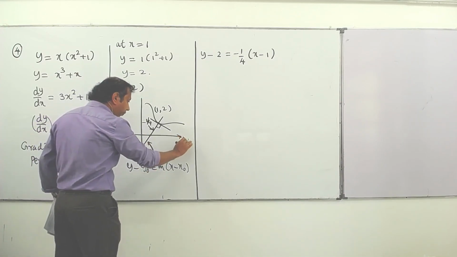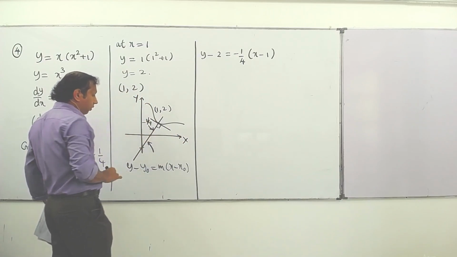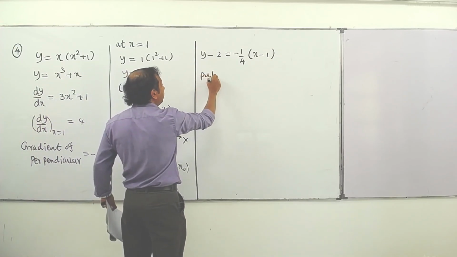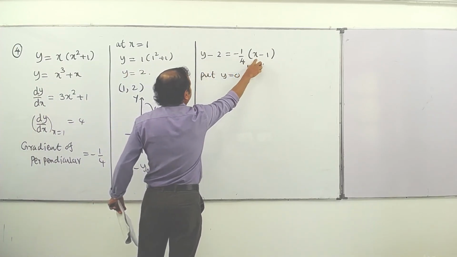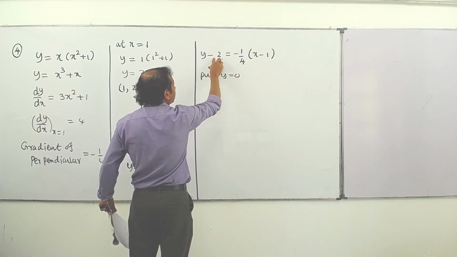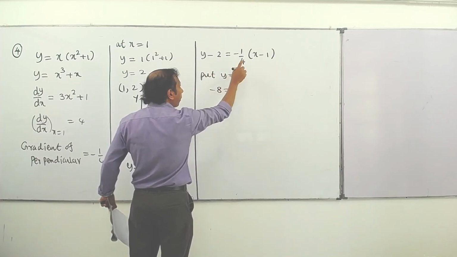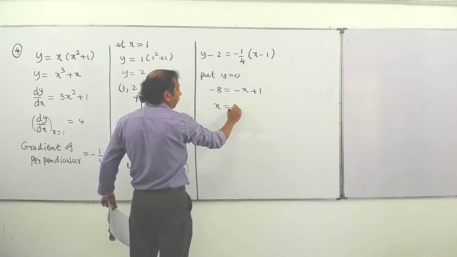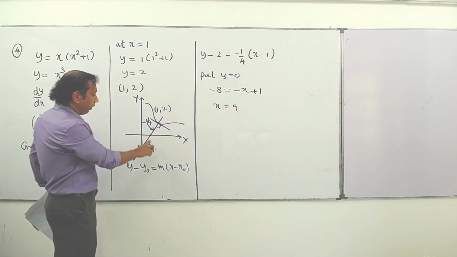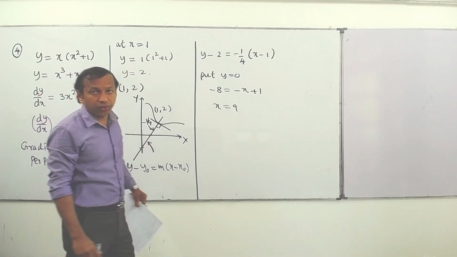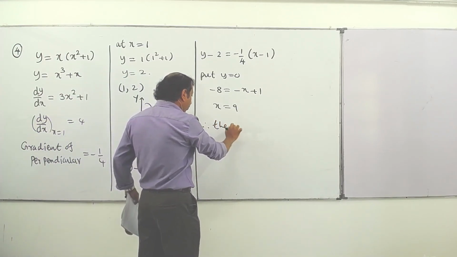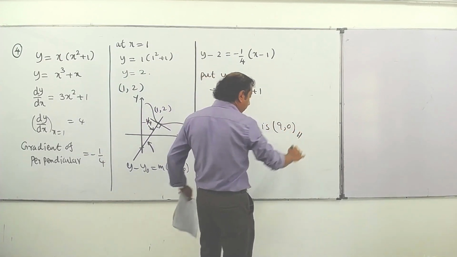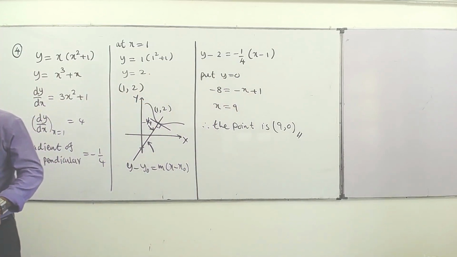This is the x-axis, no? Y-axis. This point only is being asked. At that point, you know y is 0. When we put y equals 0, then find x. Then you can put y as 0 minus 2, we get minus 8, minus 6 plus 1. Then this side, 9. Then this point has x coordinate 9, y coordinate 0. Therefore, the point is (9, 0). Point is (9, 0), no? Right.